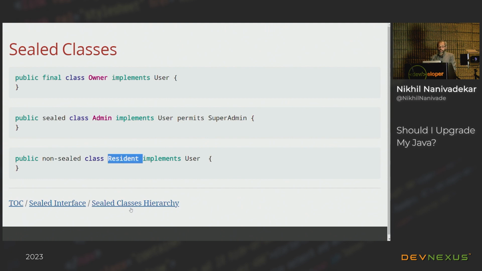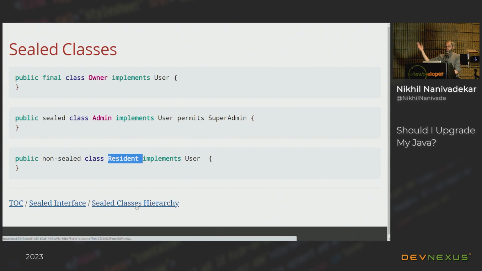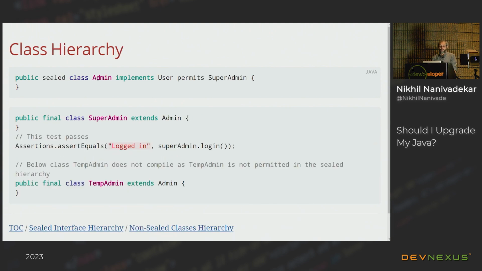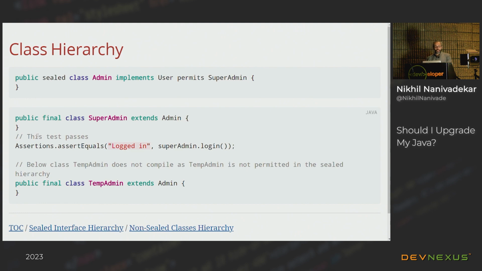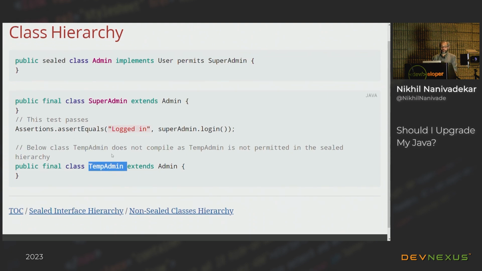And so if we just take admin, because admin is the sealed class, it is implementing user, but it's only permitting super admin, okay? Because of that, this actually works. This test passes. However, because temp admin is not listed over here, it is not permitted, hence it does not compile. So it's not a runtime exception, it's actually a compile time error. It doesn't even let you compile, and that's pretty cool, because you don't have to worry about getting surprises down the line.